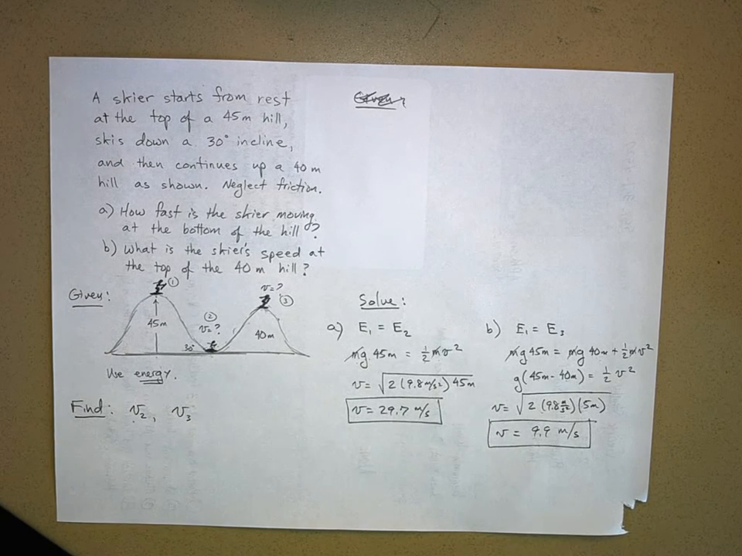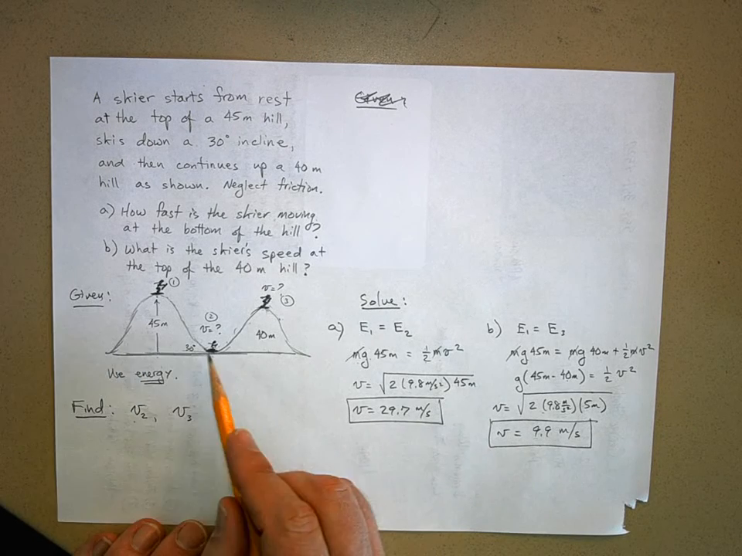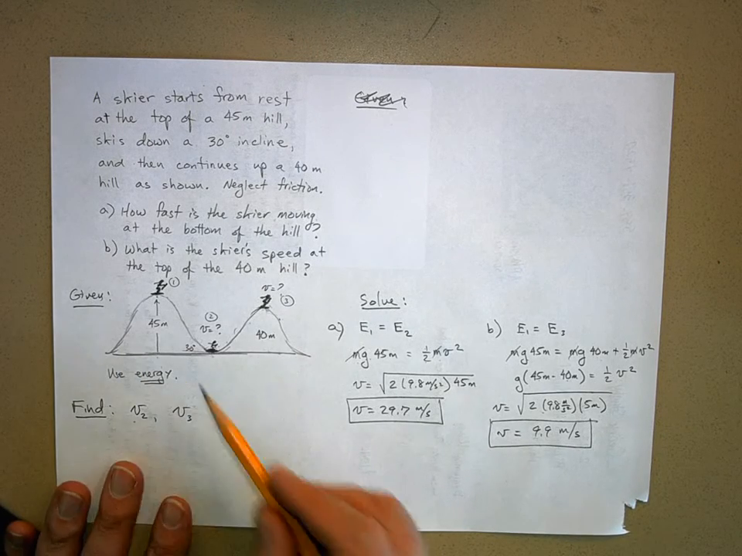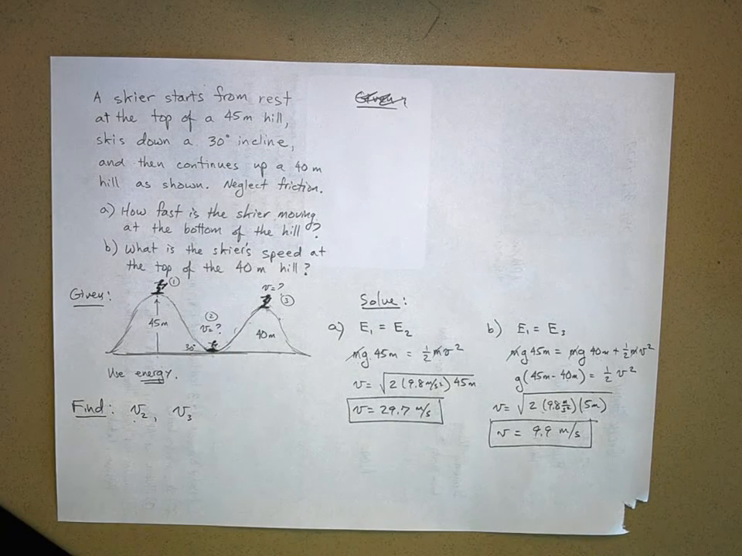Just that at the top of this hill, it's all gravitational potential energy. At the bottom of the hill, it's all kinetic energy. And when you're in between, it's being shared.